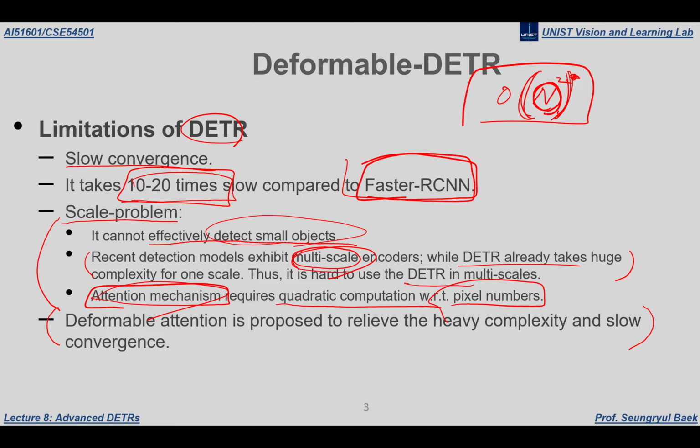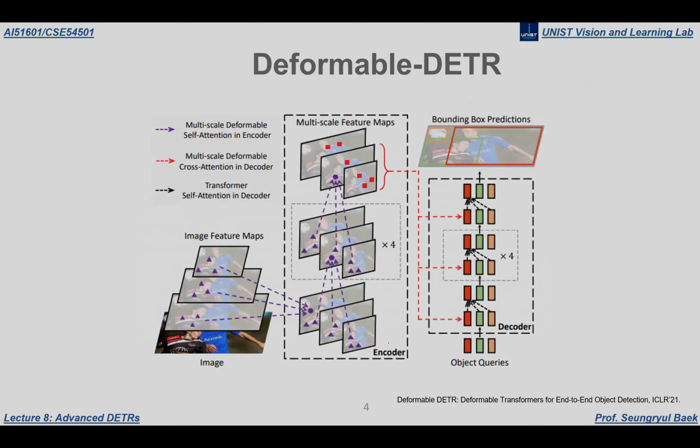So the deformable attention mechanism is proposed to reduce the complexity of the attention mechanism in the vision domain. So we call that deformable attention. And we will call the DETR architecture that has this deformable attention the deformable DETR. The original DETR was published in ECCV 20, and this deformable DETR was published in ICLR 21.